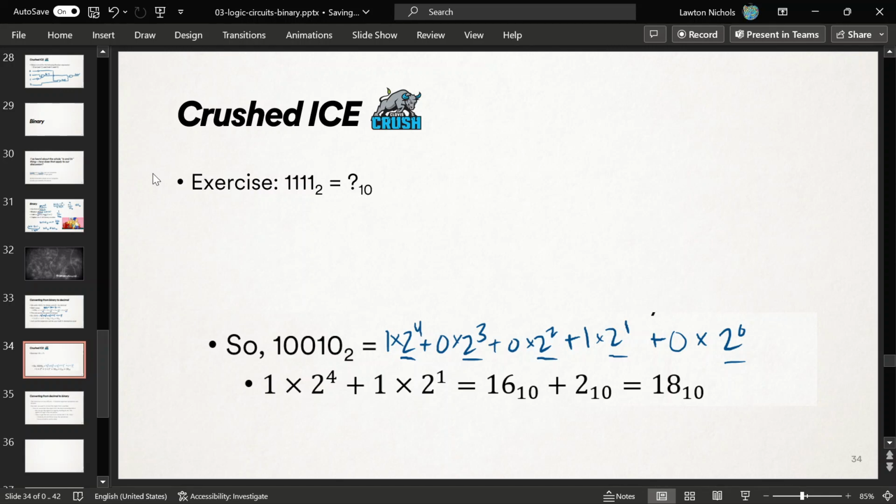Try to convert it. I'll give you a couple minutes. You don't have to write it down. Just get an answer, and I'll check it with you in a second.